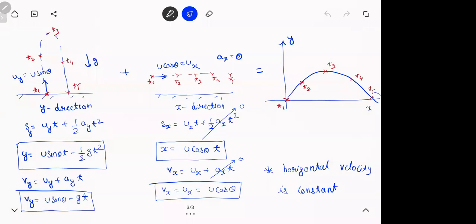Done. Now let's see what happens in each direction separately. Turn the page. First, let's see the vertical direction. So you're throwing it up with uy, which is u sine theta. So you just go up and fall down. At the highest point, velocity will be 0. That is vy. And this is your h max.